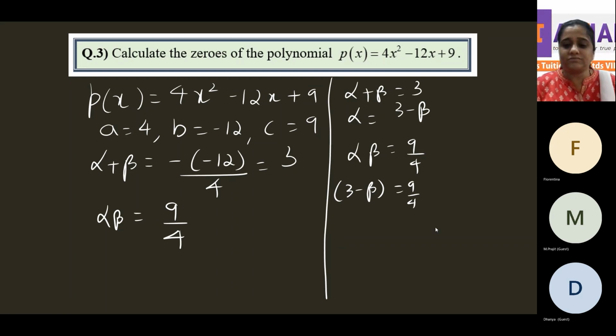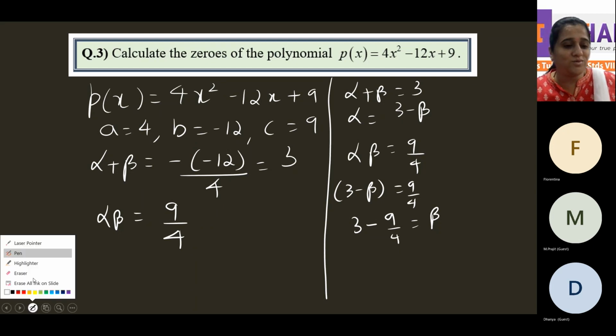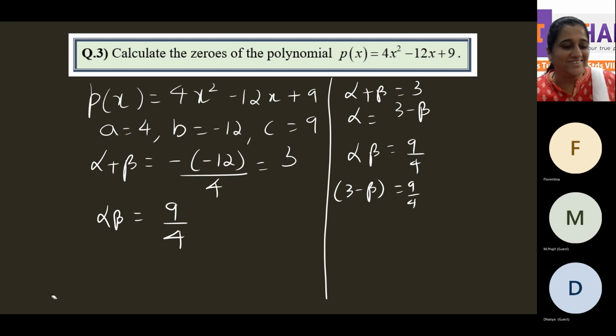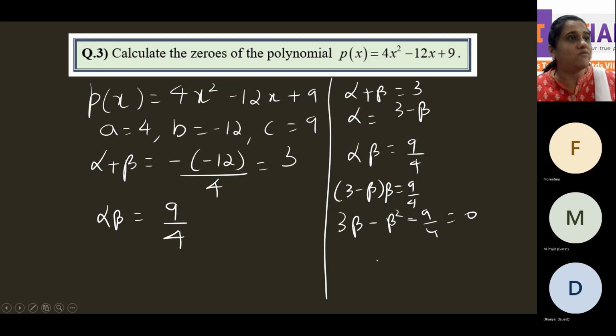Now gather the numbers. So you'll get 3 beta minus beta square minus 9 by 4 is equal to 0. So like this, again, you'll get a quadratic equation. Again, you'll have to split the middle term, find the two values for beta, substitute, and you'll get it.